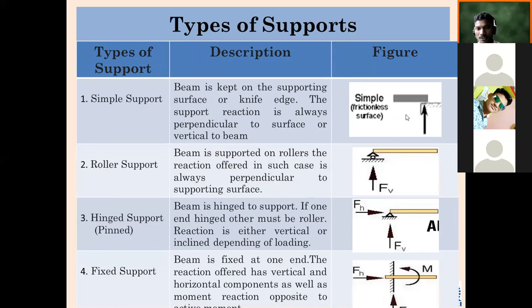If at any stage I ask you, how many reactions are there in a simple support? One, only one. In roller support, how many reactions? Only one reaction, that is again vertical. In hinged support, how many reactions? Two reactions: one horizontal, one vertical. In fixed support, how many reactions? Three: two reactions and one moment.